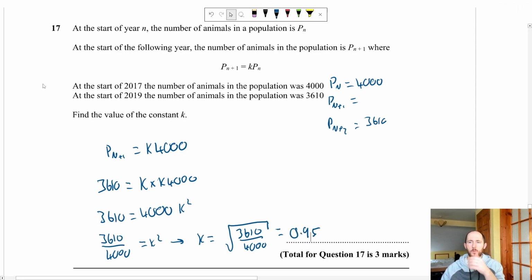Well, if I think about what this is, it's the number of animals in a population, right? Well, if K is negative, it means that the population alternates between negative and positive. Negative and positive. Does it make sense that we have a negative population? No. So we're going to be taking the positive value for 3 marks. But you should be asking that question.